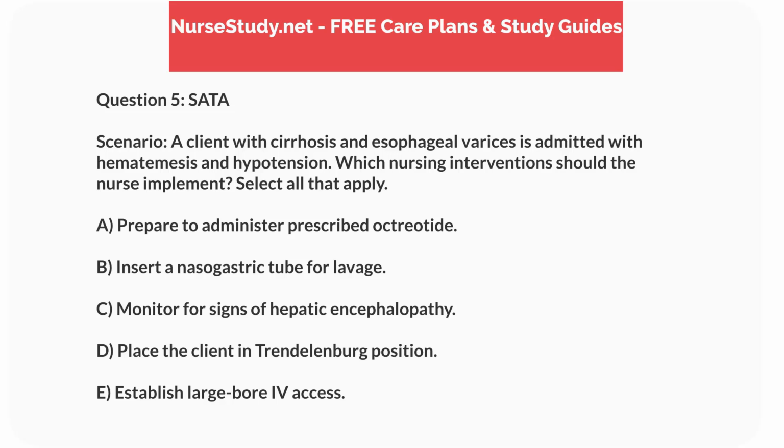Question 5, SATA. Scenario: a client with cirrhosis and esophageal varices is admitted with hematemesis and hypotension. Which nursing interventions should the nurse implement? Select all that apply. A. Prepare to administer prescribed octreotide. B. Insert a nasogastric tube for lavage.